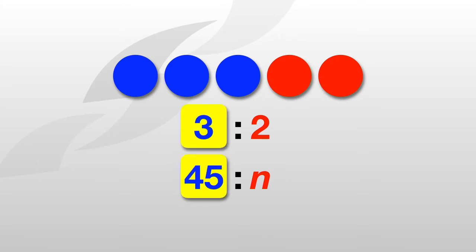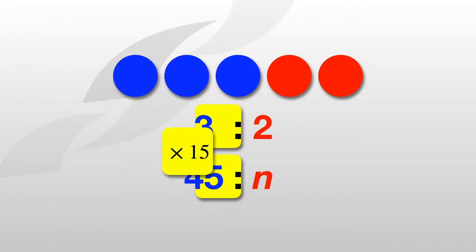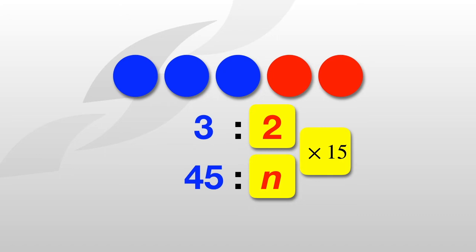You might have noticed that 45 is a multiple of 3. Multiplying 3 blue counters by 15 gives 45 blue counters. This same scale factor is applied to the red counters. Multiplying 2 red counters by a scale factor of 15 gives 30 red counters. There are many strategies for solving this problem.